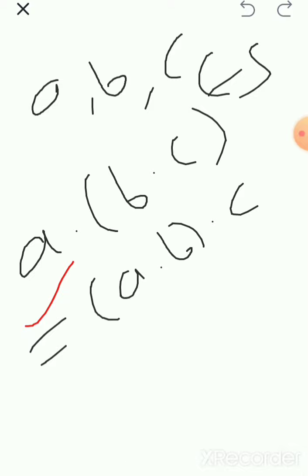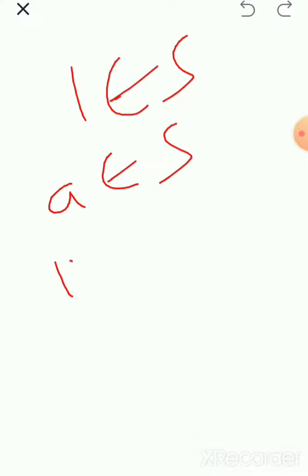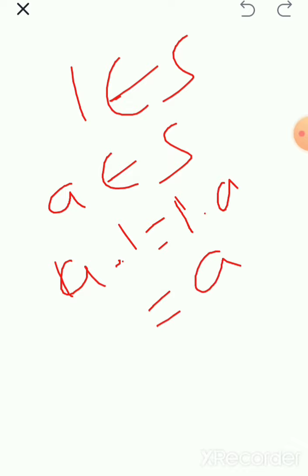Now next property is the 9th property, existence of identity with respect to multiplication. So 1 belongs to S such that for any element A belongs to S, there is no effect of 1 on it from any side. That is A into 1 equals 1 into A equals A. So this is what is called a multiplicative identity.